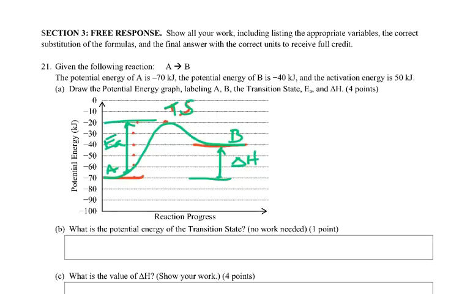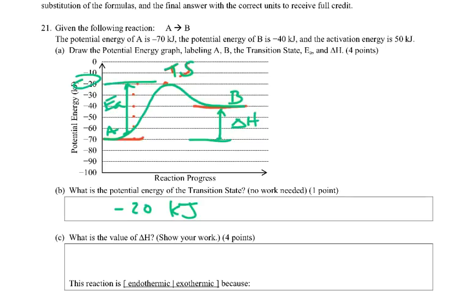Okay, so B, what is the potential energy of the transition state? So what is the transition here at negative 20? So negative 20, those are kilojoules. Okay, we just read it off the graph.